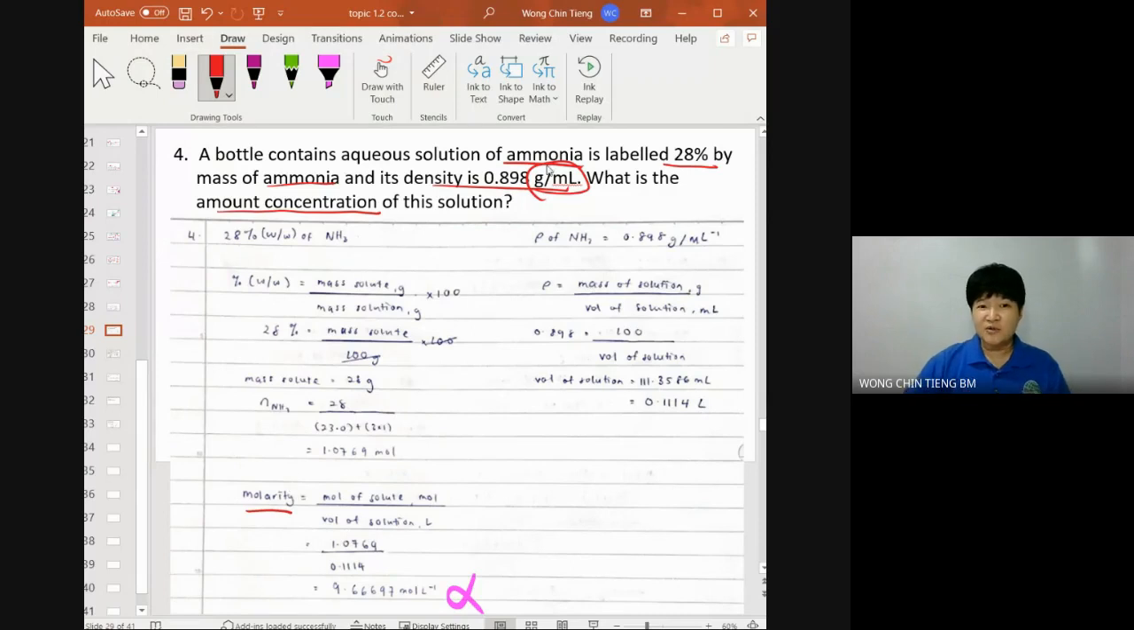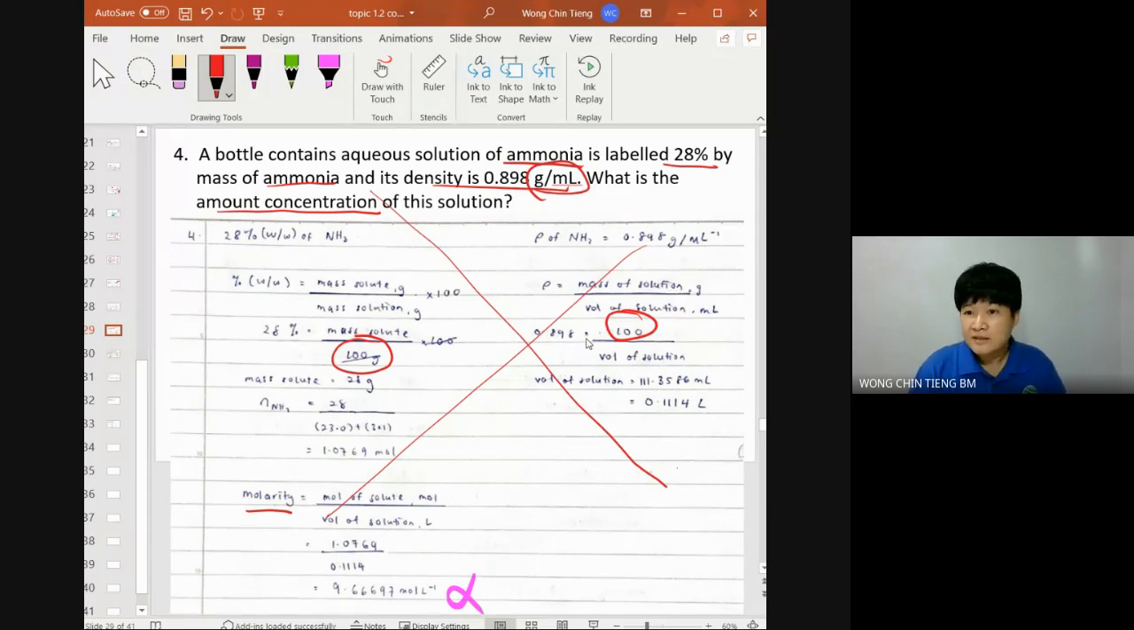This entire question, to be honest, saya tak tanda. It wouldn't make sense at any point, thank you Anas, because kenapa tiba-tiba 100 ni wujud? Betul tak? Soalan tak bagi. Question only give you 28%. Question only give you 0.898 gram per milliliter. Datang dari mana 100 ni?